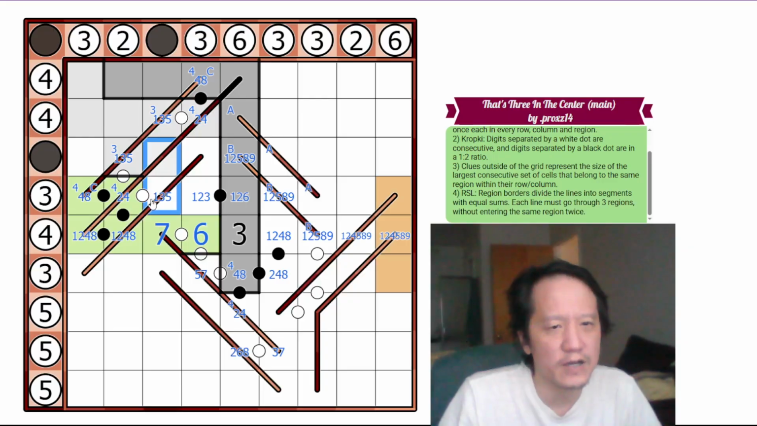One of these is light. And you cannot be part of the same region, so this has to be light at least. 1, 2, 3, 4, 5, 6, 7, 8. That means one of these is green. So these are just light and green.